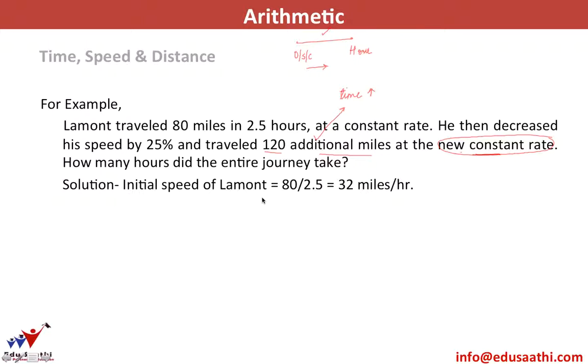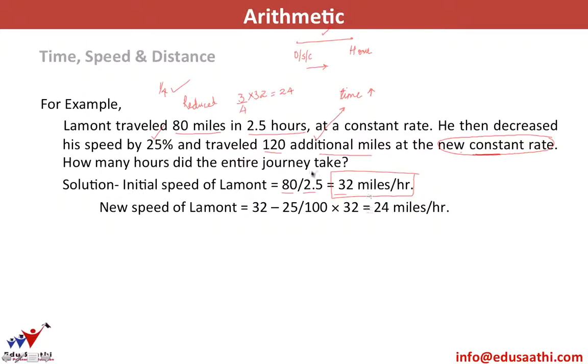So let's look at the solution for this. I know that the initial speed of Lamont is distance divided by time. Distance per unit time would give you your speed. So the initial speed is 32 miles per hour. Now his speed is reduced by 25%. That means 25%, if you convert, is 1/4. 1/4 of the speed is reduced. So if the reduction is 1/4, I'm left with 3/4 of the initial speed.